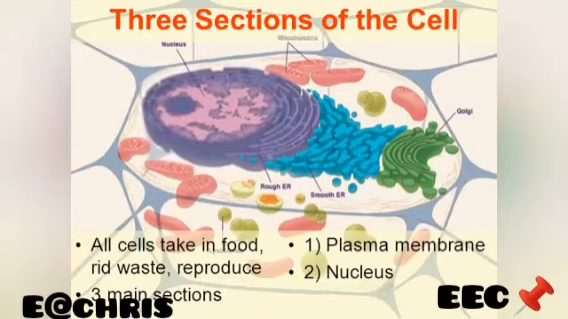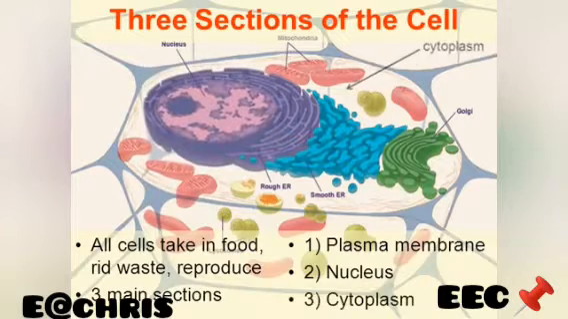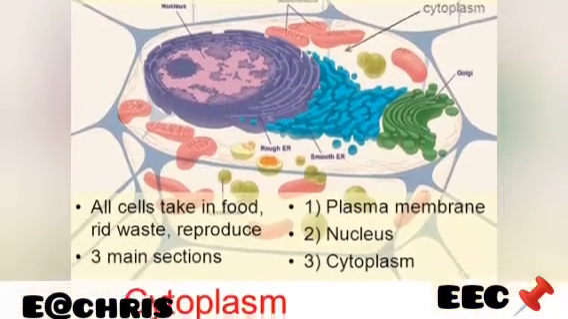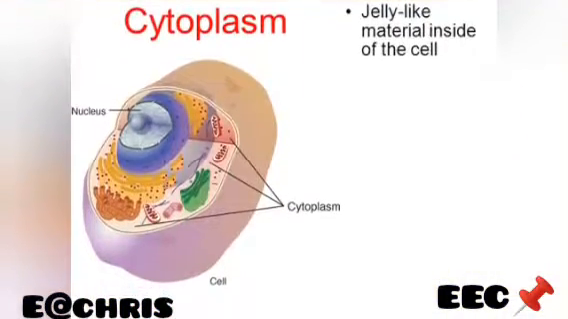So those three sections of the cell, as I said, take in food, rid waste, and reproduce. The plasma membrane, nucleus, and cytoplasm are the three main sections that make up the cell. So let us start with the cytoplasm.